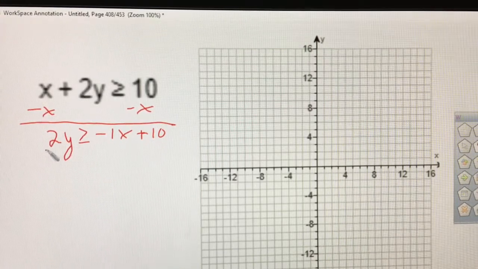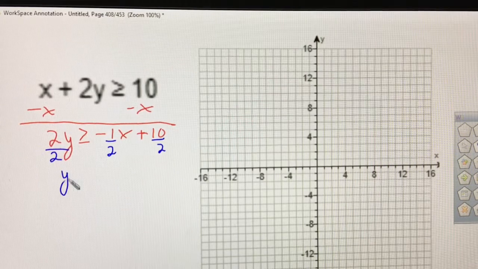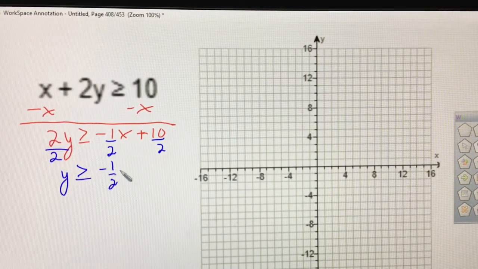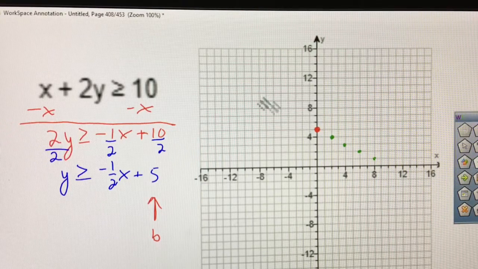Now I'm going to divide every item by that 2, and that gives me a slope of negative 1/2 and a y-intercept of 5. So my new equation is going to be y is greater than or equal to negative 1 over 2x plus 5. So I'm going to begin, my b value is 5 on the y-axis, and then my slope is going to be down 1 over 2. So I'm going to implement my slope. I'm going to go down 1 over 2, down 1 over 2, and it's going to give me a nice line when I continue that process.